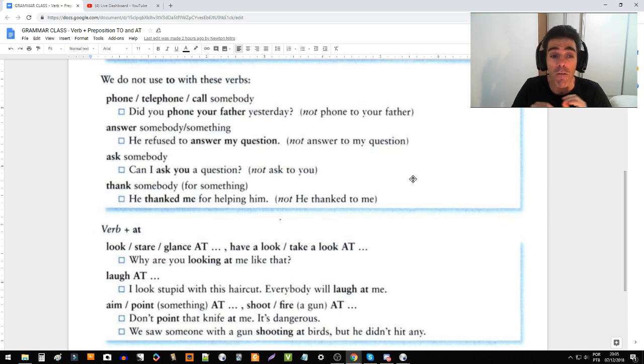For example, phone, telephone, or call. We don't say call to. We say, did you phone your father yesterday? Did you call your father yesterday? So you don't say phone to your father, we say phone your father. Answer somebody or something. He refused to answer my question. So you answer somebody or you answer something. Answer the question, right?